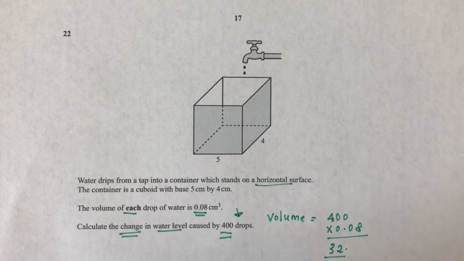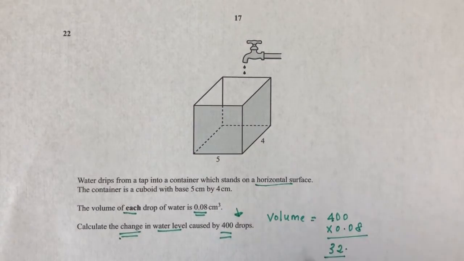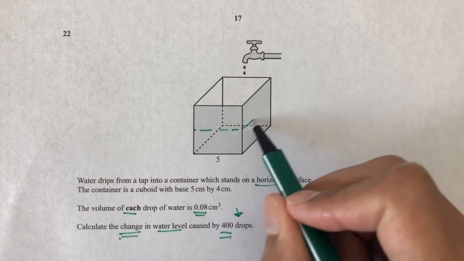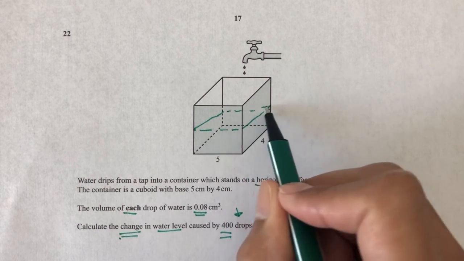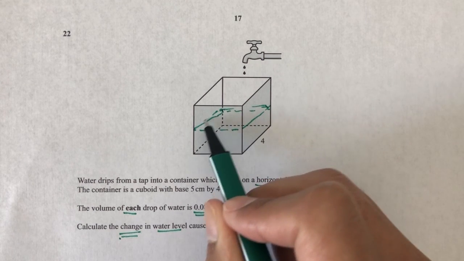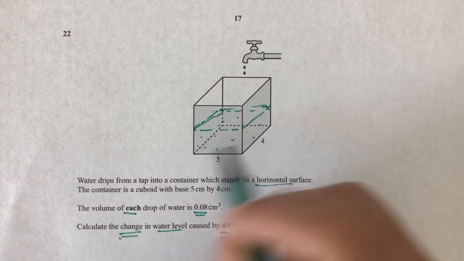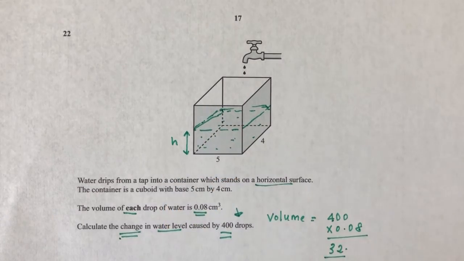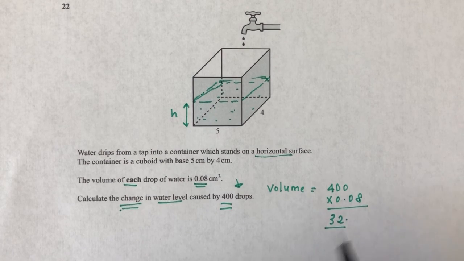So what do we mean by that? We mean that we need to find, so that was a tank. We have water. Let's say this is water now in the tank. Right, this is water for the 400 drops that went into the water. So we need to find the change in the water level. We need to find the height of the water in the tank. So which means if we know the volume, we can find the height.